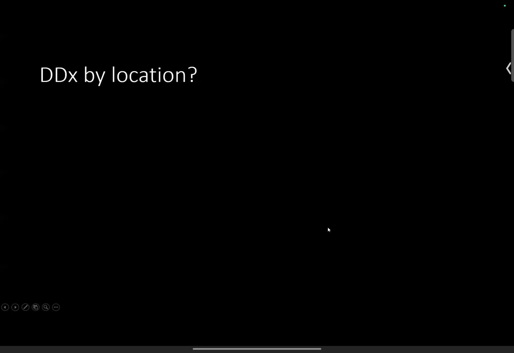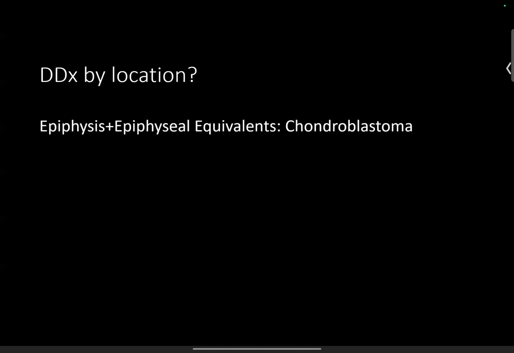And finally, before we get into the cases, you're also going to say where a lesion is. So in pediatrics, I can't stress enough, if you see a lesion in the epiphysis or epiphyseal equivalent, which is basically an apophysis or these areas of bone that have similar differential diagnosis to epiphysis, you're going to say chondroblastoma, chondroblastoma, chondroblastoma.